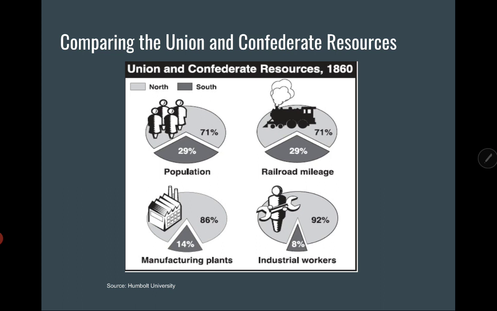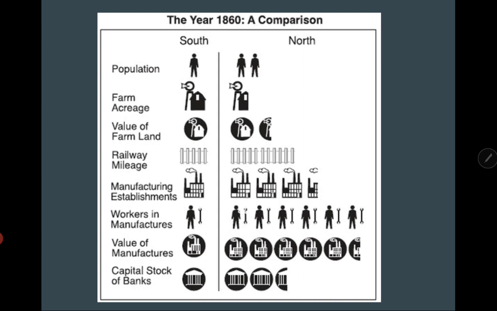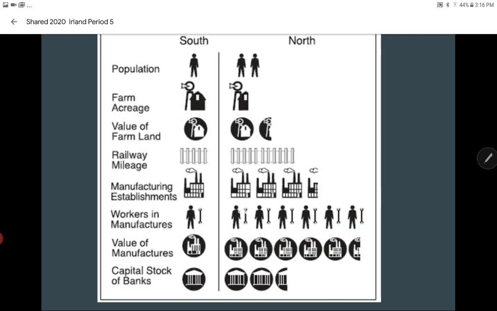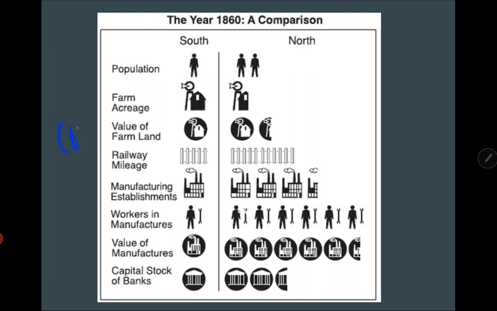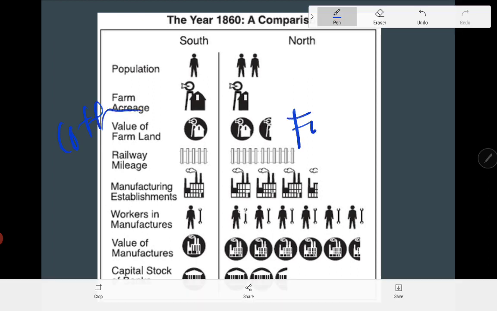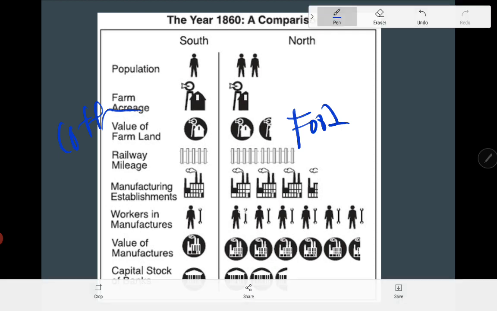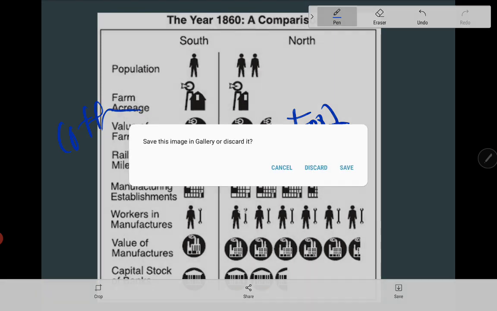Even if we take a look at farm acreage, or the value of farmland in agriculture, while there is a lot of farmland in the South, yes, there is farmland, but is it producing food? No, it's not producing food. It's producing cotton, right? These guys actually have the food. The South only has cotton. Double the population, more of the railroads, more manufacturing, value of manufacture. And I think the other thing is like banks, money, all of this advantage is in the North.